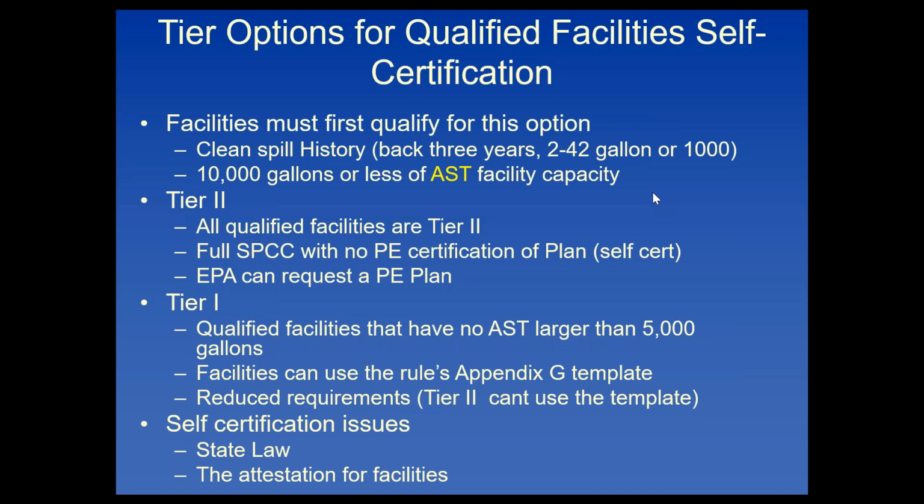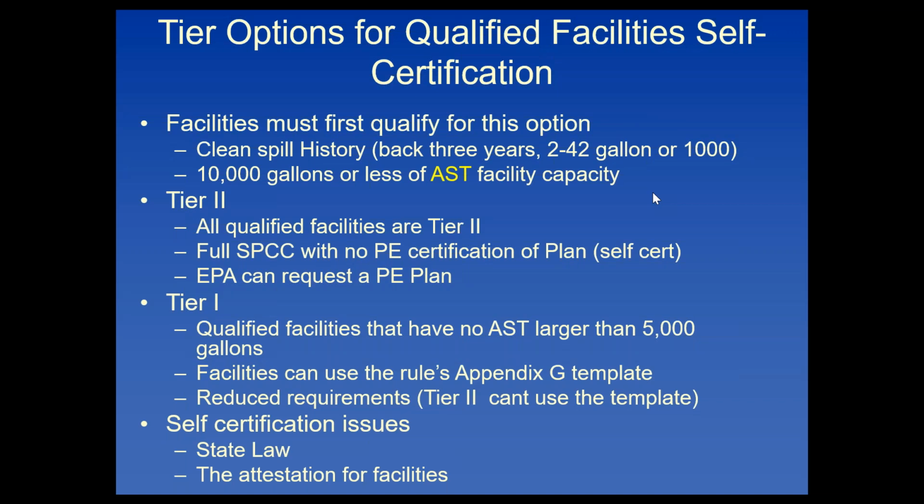Then we have added another tier of our facilities that we believe pose the least risk, and we wanted to provide even more regulatory relief. And these are tier 1 facilities. So you go through that same criteria again. 1, am I SPCC regulated? We go through the boxes we just went through. Then we go through these 2 criteria: clean spill history, 10,000 gallons or less, and then we add one more criterion, and that is qualified facilities have no AST larger than 5,000 gallons. So if you have no tank larger than 5,000 gallons, then you get to use a template that is in the rules. So EPA has developed a plan for you.